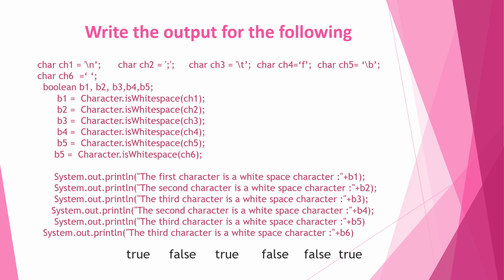For ch2, it is a semicolon, not a space, so the answer is false. ch3 is \t, which creates a tab space. ch4 is an alphabet, so false. ch5 is the bell sound, so the answer is false. And for ch6, it will be true because it is a space.